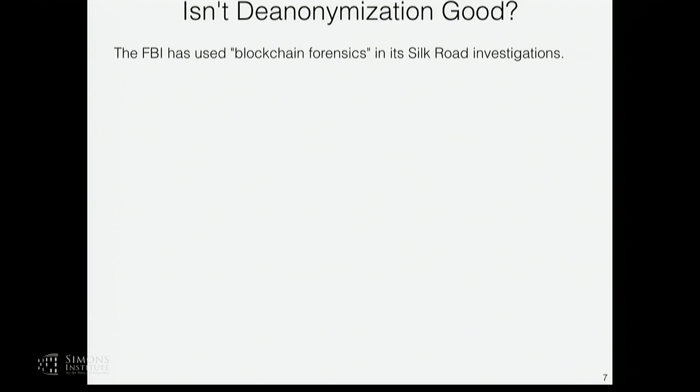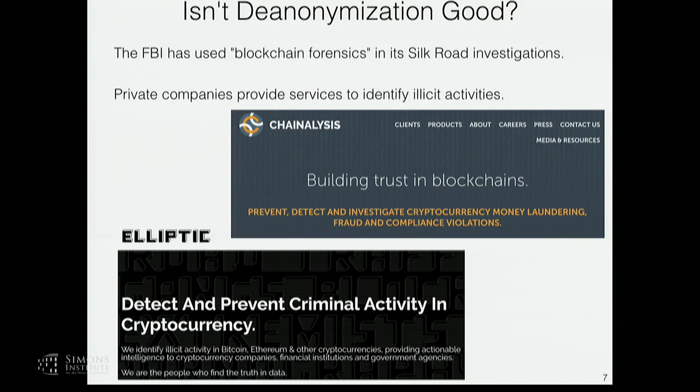In fact, there are private companies out there, for example, Chainalysis and Elliptic, that provide services to third parties, providing whitelists or blacklists of addresses. So these companies might spend time trying to understand the blockchain and say, look, this address has been involved in what are likely illicit activities, so maybe you don't want to accept payments from this address. Okay? So it's kind of providing de-risking services for merchants, right?